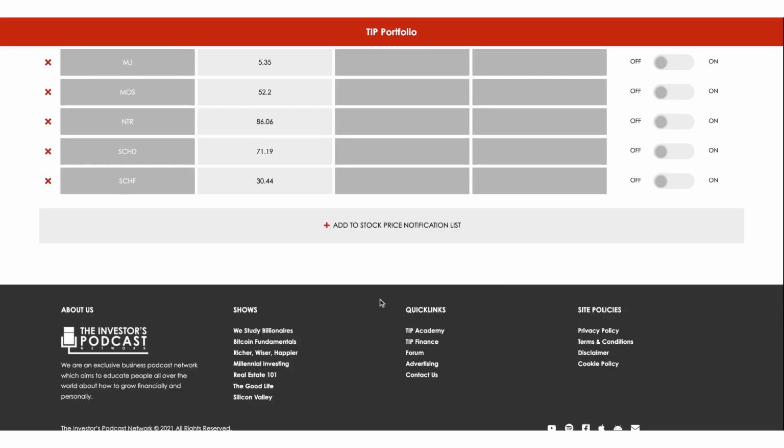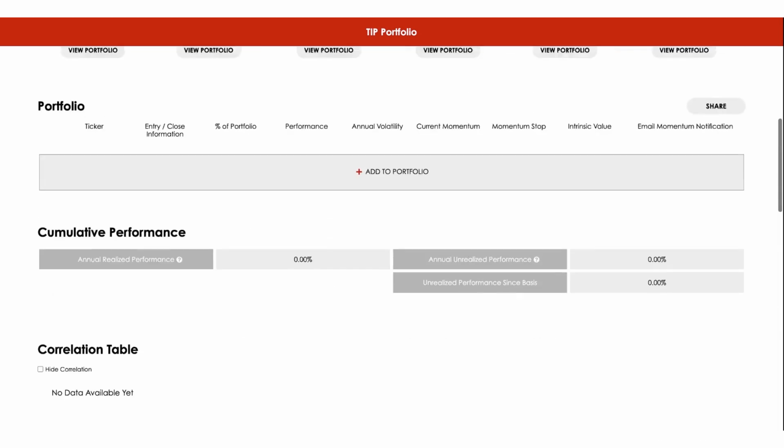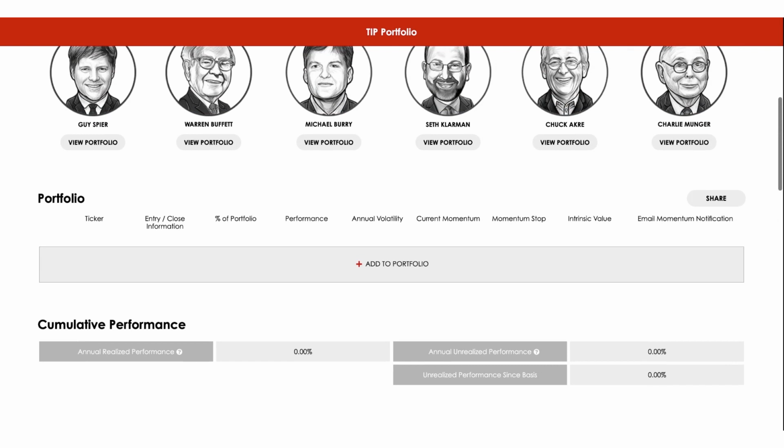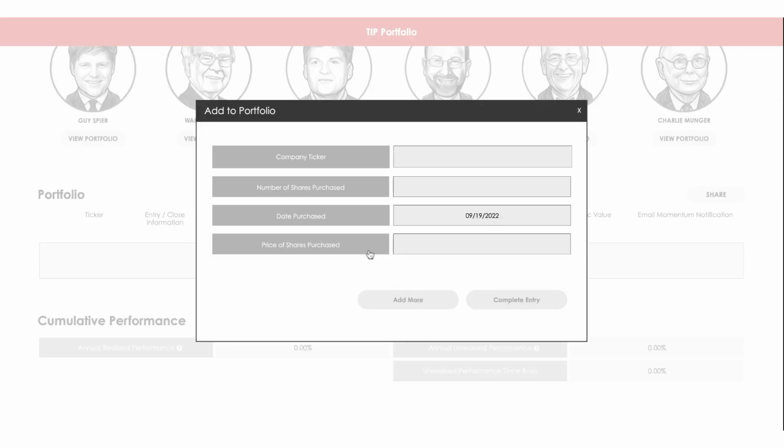If I do get the chance to buy, I can add my position to my portfolio to track my returns, and I just do so here by clicking add to portfolio. By doing so, I could select the number of shares that I've purchased, the date, and the price of those shares purchased, and my portfolio will automatically update and track those changes for me.